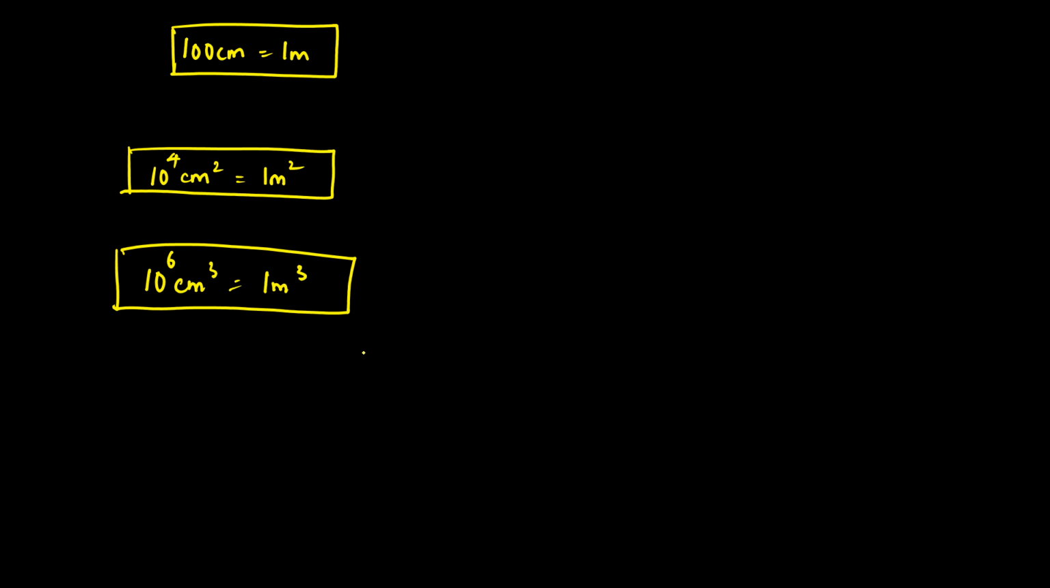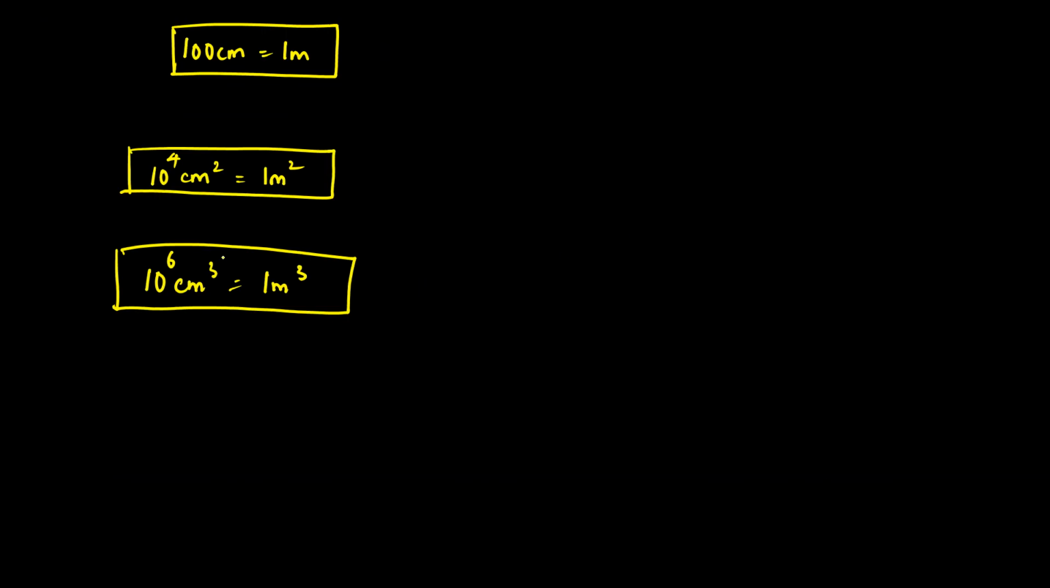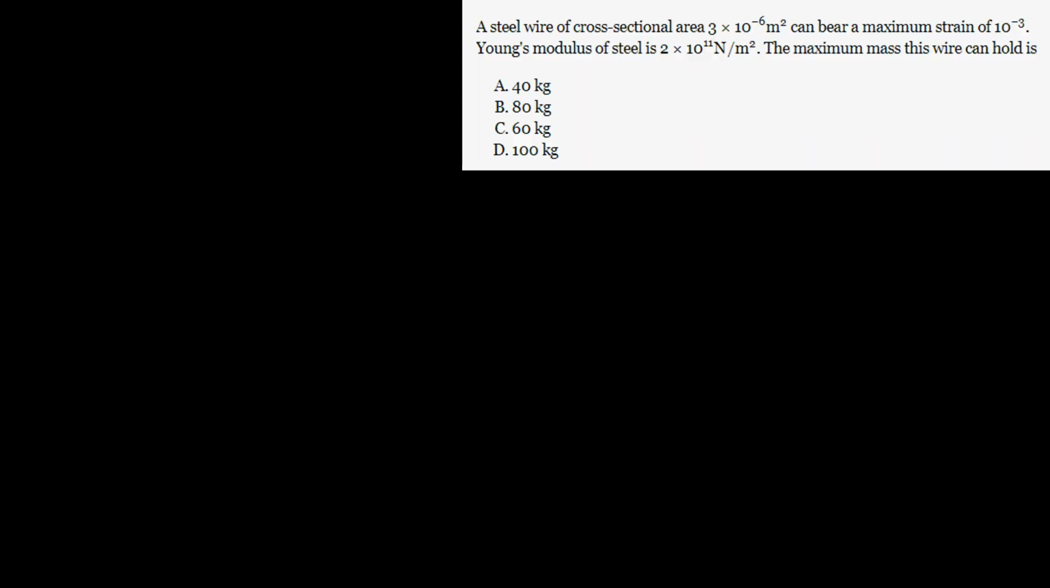Is it clear? Here what is given? Centimeter cube, per 10 raised to the power of 6, it will be 10 raised to the power of negative 6. This will be equal to 1 per meter cube. That is the only difference. I directly have taken. Okay. So I will leave this as it is. This will be useful for you. Let me go to the next question.